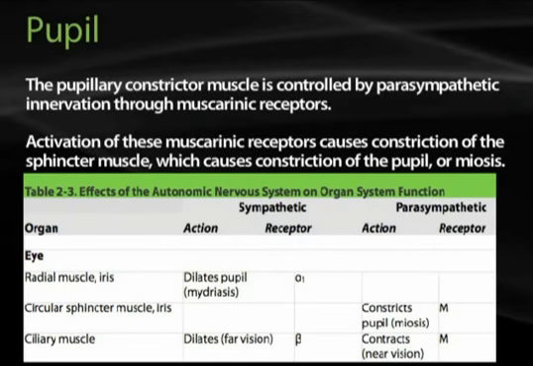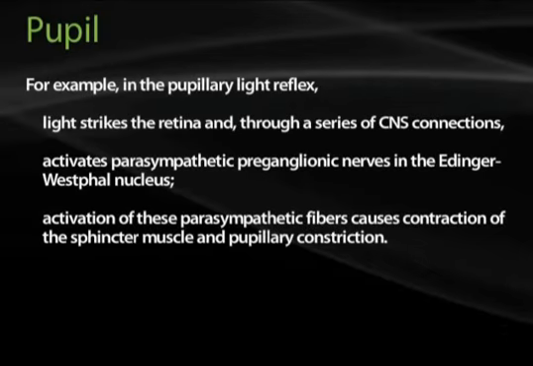The pupillary constrictor muscle is controlled by parasympathetic innervation through muscarinic receptors. Activation of these muscarinic receptors causes contraction of the sphincter muscle, which causes constriction of the pupil or miosis. For example, in the pupillary light reflex, light strikes the retina and, through a series of CNS connections, activates parasympathetic preganglionic nerves in the Edinger-Westphal nucleus. Activation of these parasympathetic fibers causes contraction of the sphincter muscle and pupillary constriction.